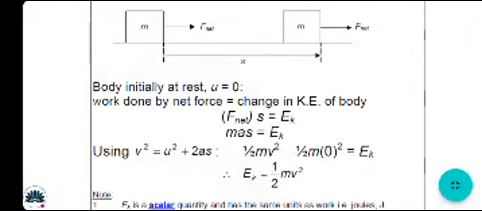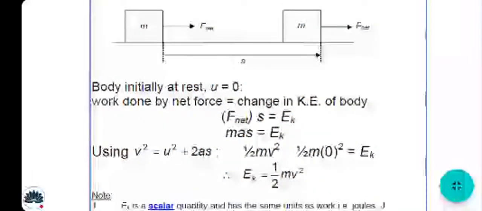For work done, the formula is the net force multiplied by displacement. And what is the formula for force? F = ma, mass multiplied by acceleration. So mass multiplied by acceleration multiplied by displacement is equal to the change in kinetic energy.